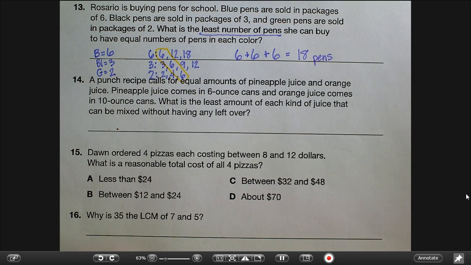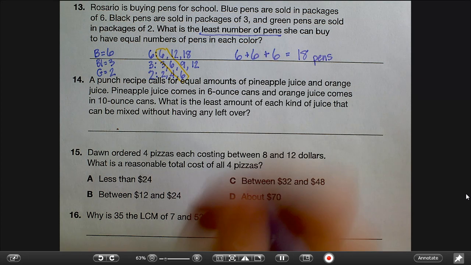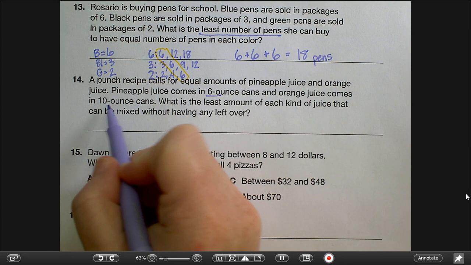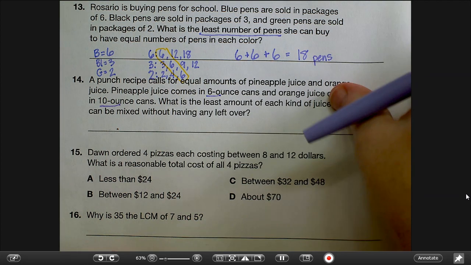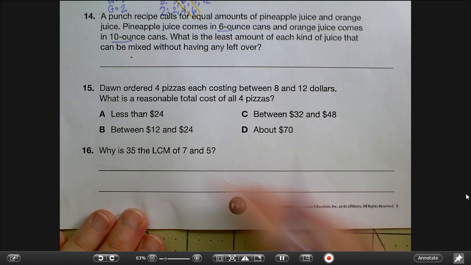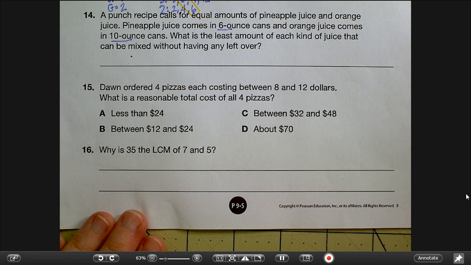Again, thinking about least common multiple. 6-ounce cans and 10-ounce cans. Number 15 is about pizzas. Read the question and circle your answer.